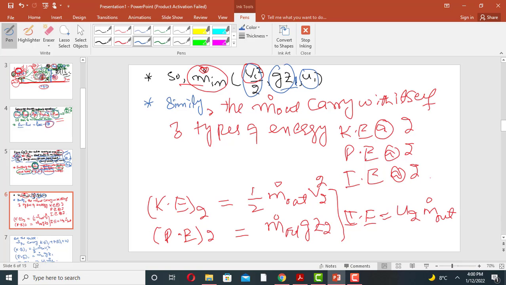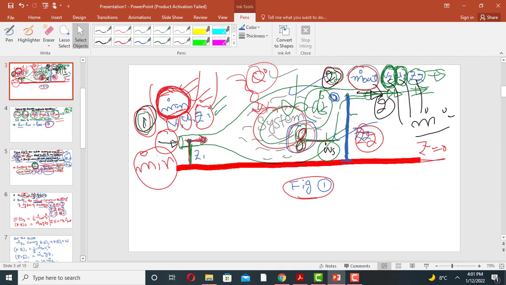Similarly, m out is the mass flow rate of the outlet liquid, and it carries with itself three types of energy: the kinetic energy at point number 2, the potential energy at point number 2, and the internal energy at point number 2.